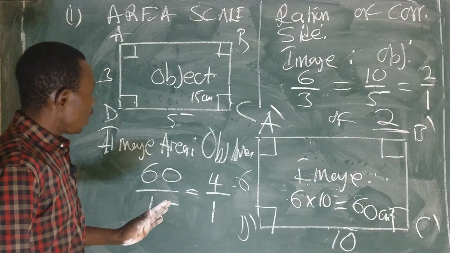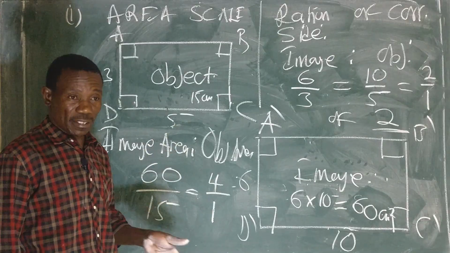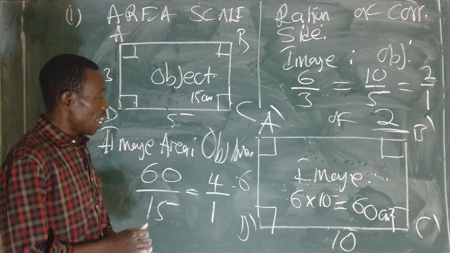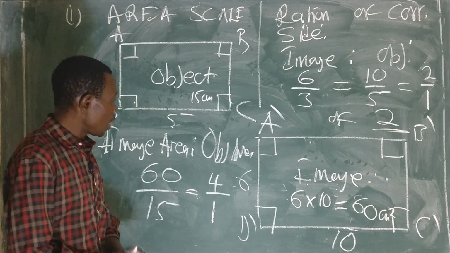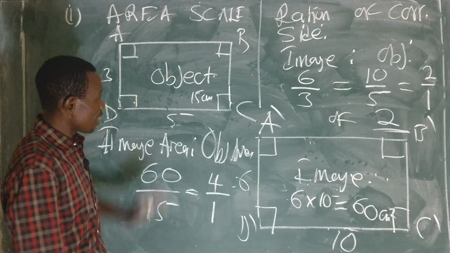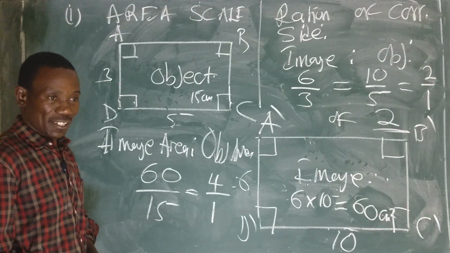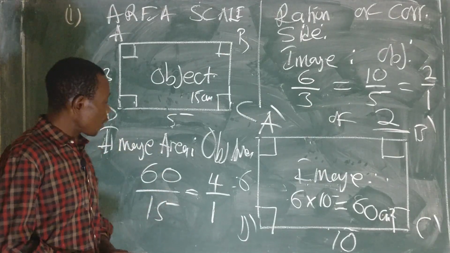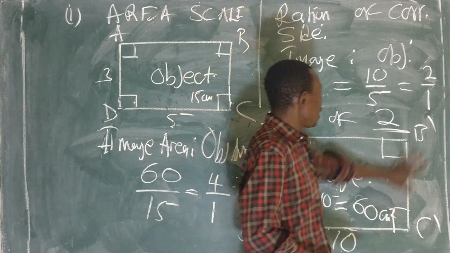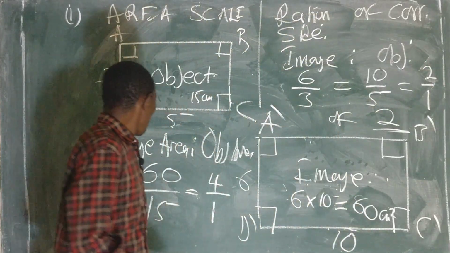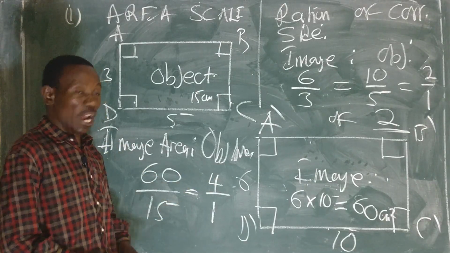Right. Look at this. What we have just done here, we have done two things. We have calculated the areas of two similar figures, this one and that one. And secondly, we have also calculated the ratio of the areas of those similar figures. What we have here is that the ratio of the corresponding sides is 2 to 1, and the ratio of the areas is 4 to 1.